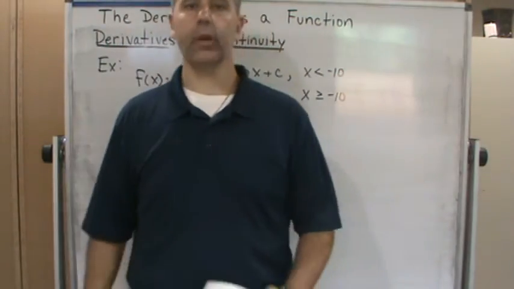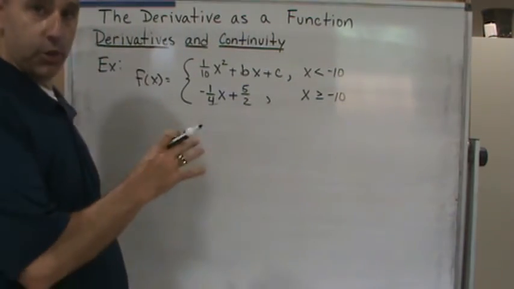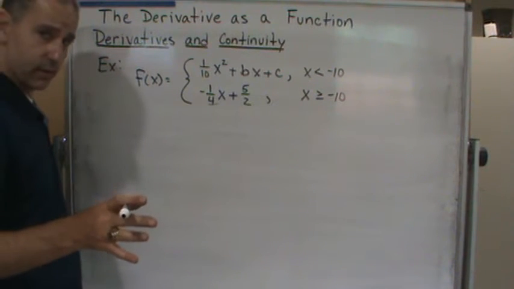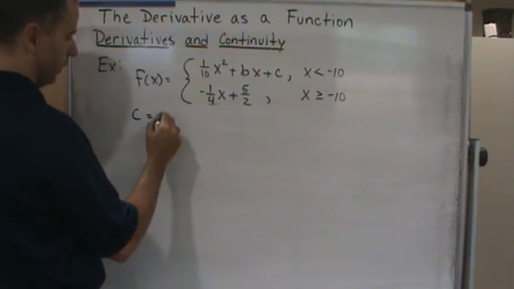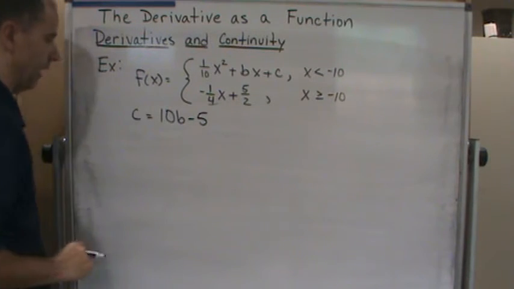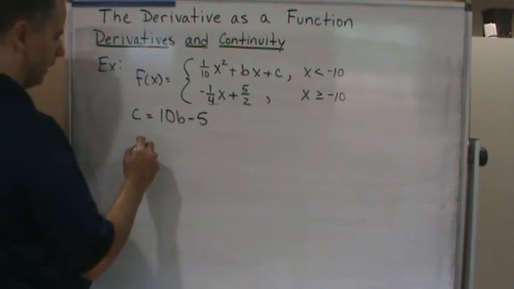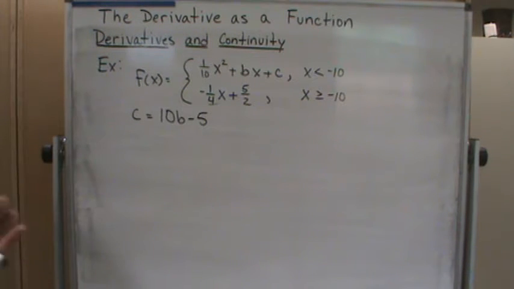Okay, now, the next part of this problem is to show that this function is differentiable at negative 10. So we already showed that it's continuous if we have c equals 10b minus 5. So now, showing that it's differentiable at negative 10 involves doing this limit. So we're going to show the limit of the difference quotient, right?